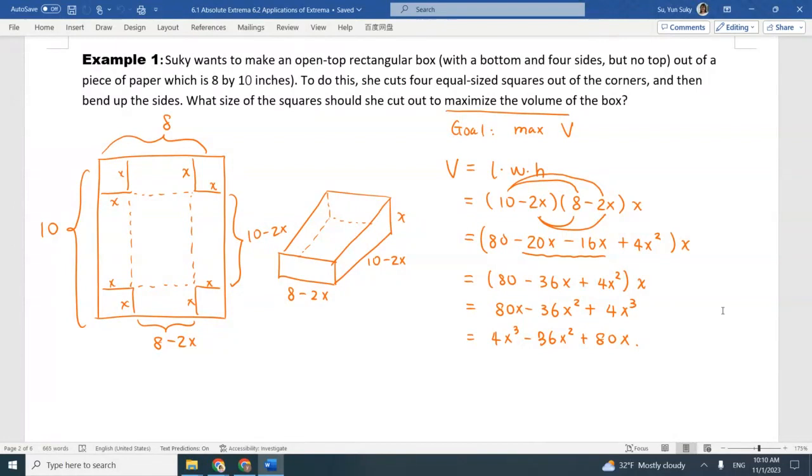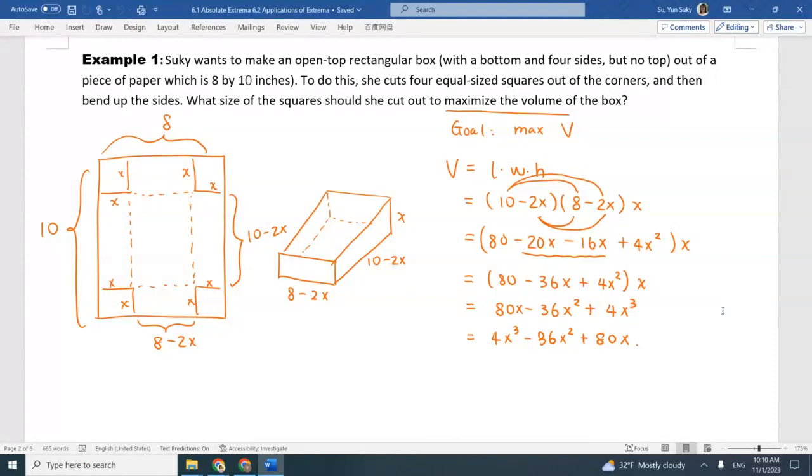And we figured out the length is 10 minus 2x, and the width is 8 minus 2x, right? And then the height is x. So our volume is length times width times height, put those in.